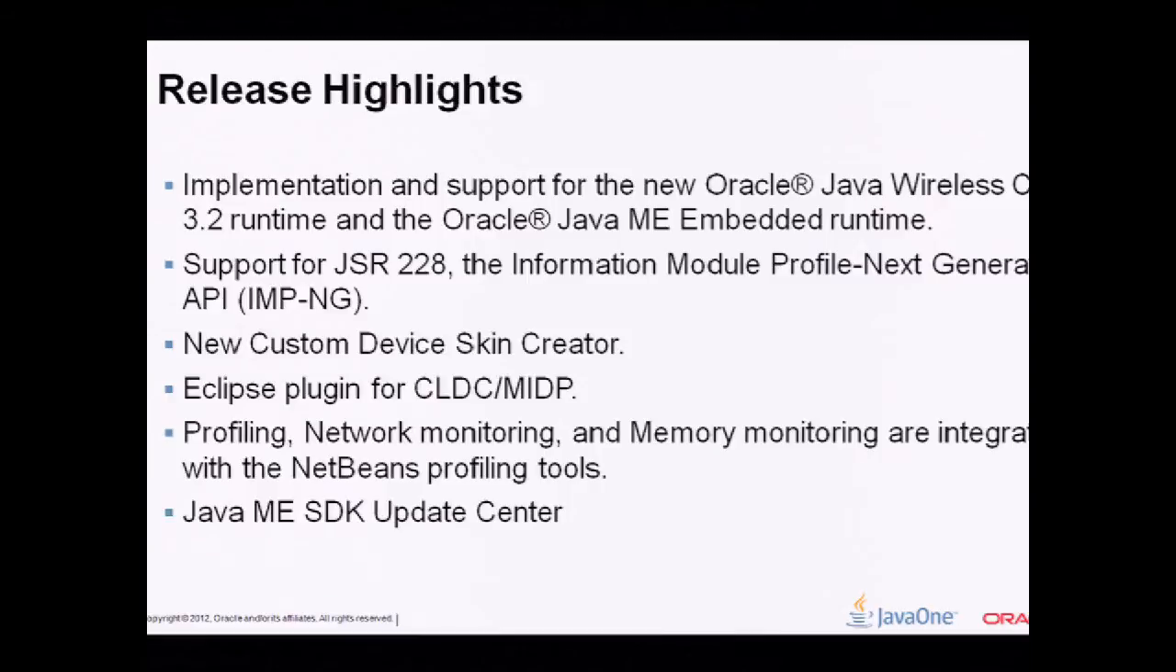Here is a short summary of the release highlights. First of all, implementation of OJWC. When you say implementation, it means it provides the full emulation for this specific runtime. So both Java wireless client and embedded runtime, we support both of them. And we started to support the Information Module Profile Next Generation. You may be familiar with the MIDP profile. This is a new profile for embedded devices. It's called IMP-NG.